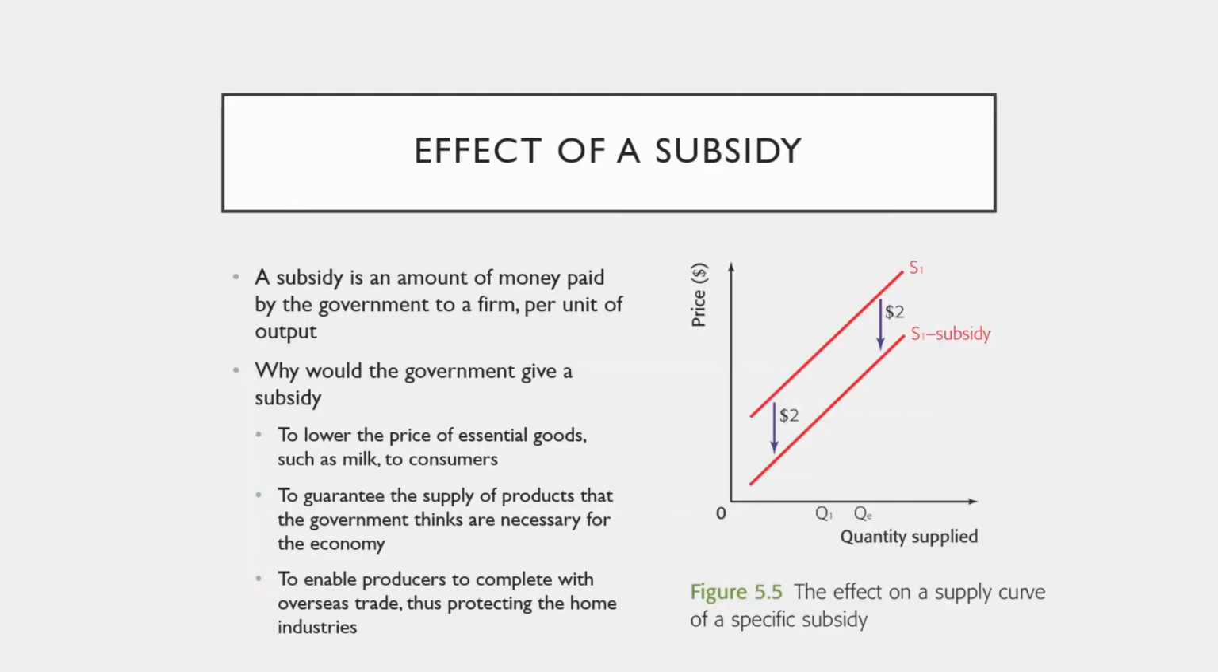We're next going to talk about subsidies. Subsidies will be a rightward shift of supply. It'll be S sub. It's the amount of money paid by the government to a firm per unit of output. This can be to lower the price of essential goods, to guarantee the supply of products that the government thinks are necessities, like merit goods, and to enable producers to compete with overseas trade. This is protectionism. We're still using the micro graph, so do not you dare do a free trade diagram with this. This is just from the microeconomics perspective.